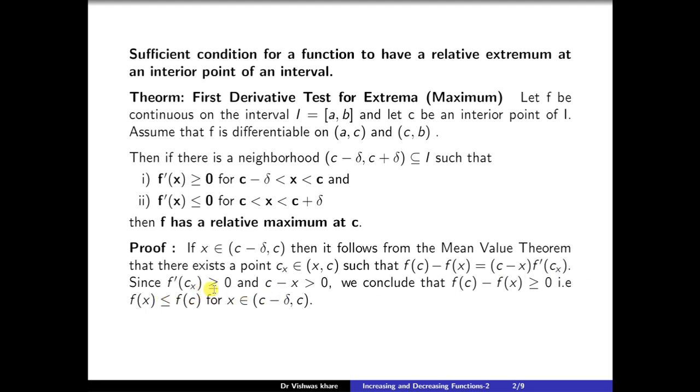Since f dash cx is greater than or equal to 0 and c minus x is greater than 0 because c is greater than x, we conclude that f(c) minus f(x) is greater than or equal to 0. F dash cx is greater than or equal to 0 because cx is a point between x and c. So we got f(x) is less than or equal to f(c) for all x belonging to (c minus delta, c). That is, the value of f at c is greater than the values of f at all other x, where x belongs to (c minus delta, c).